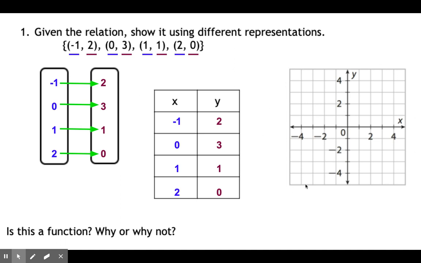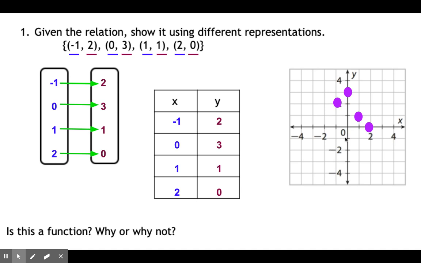So we want to make a graph. So we have -1, 2. We go left 1, up 2 to get our point. Then we go 0, 3. 1, 1. Over to the right 1, up 1. 2, 0. Over right 2, and we don't move anywhere.